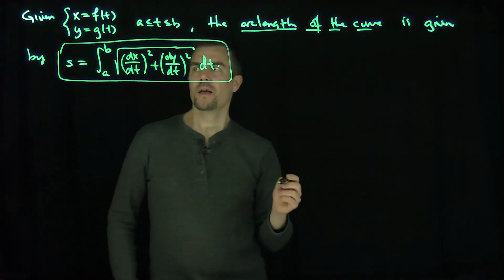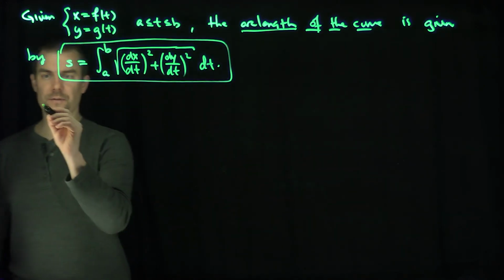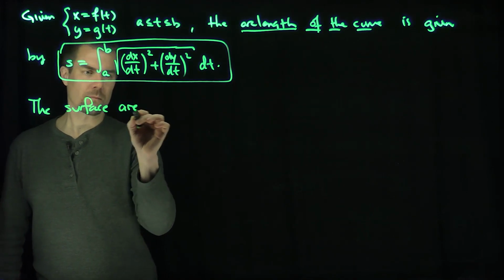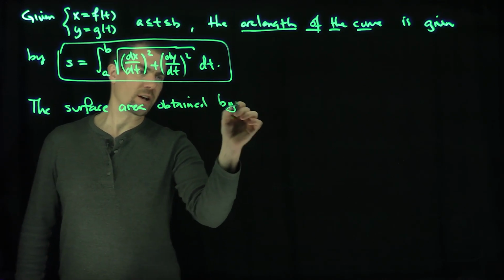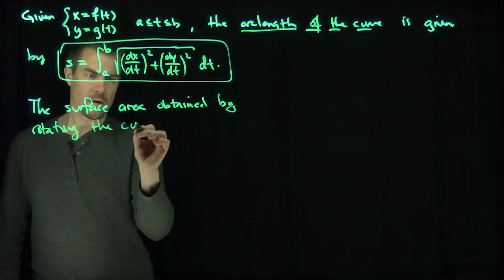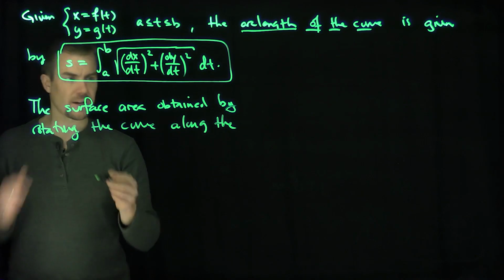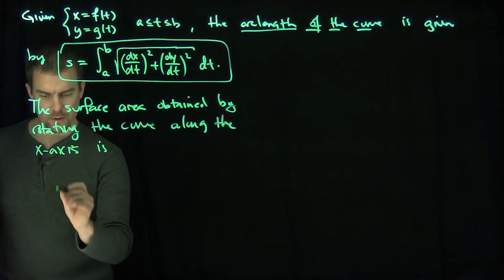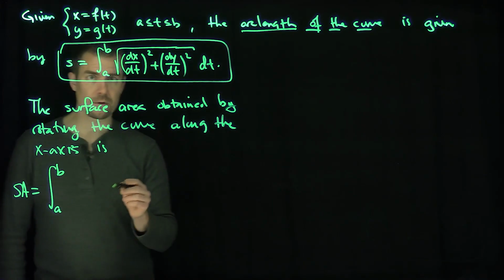And the other thing we want to talk about is once we have the arc length, we can compute surface area from this. So the surface area obtained by rotating the curve around the x-axis is the integral from a to b. So this is going to be the surface area of the solid that's generated, integral a to b.